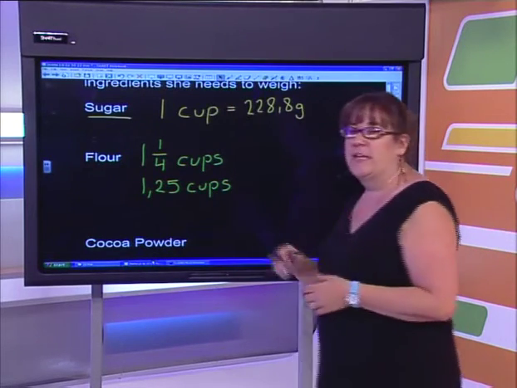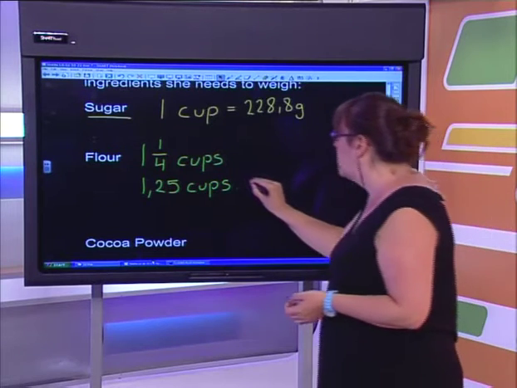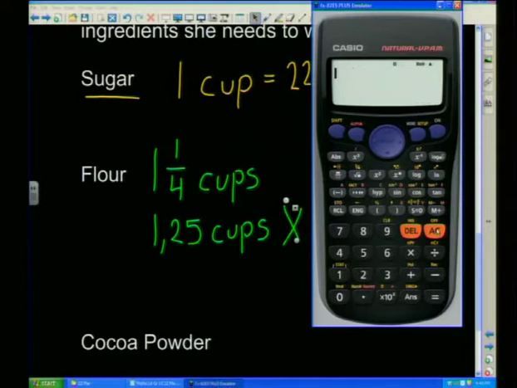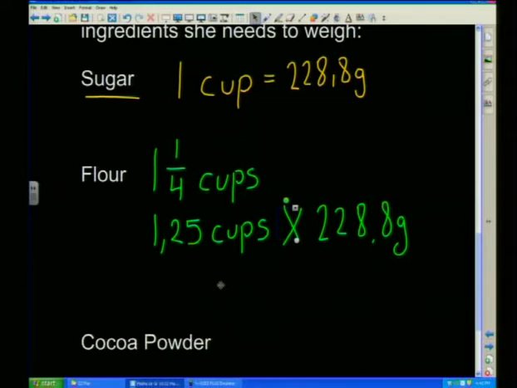Now, each cup is 228.8 grams. So we're going to times this by 228.8 grams. Okay, let's get our calculator out, and we're going to have 1.25 times by 228.8, and we get an answer of 286 grams.